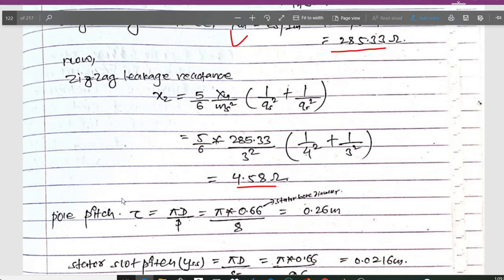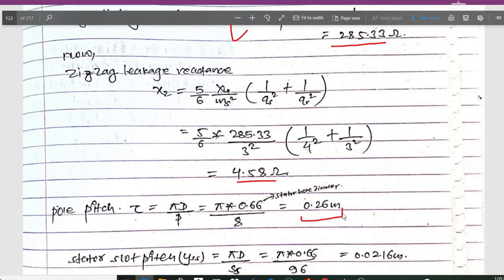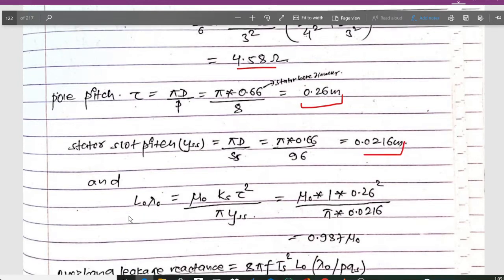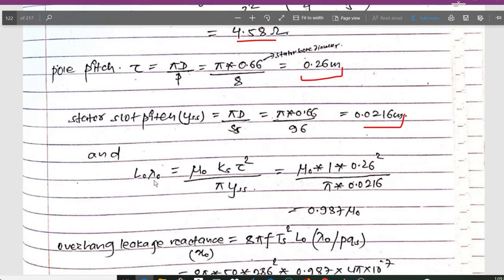Now the pole pitch tau is equal to pi D upon P, where D is the stator bore diameter 0.66 and the number of poles is 8. On simplification we get 0.26 meter. The stator slot pitch Yss is pi D upon Ss, so pi into 0.66 upon 96, which is 0.0216 meter. Now we have the relation lambda naught equal to mu naught Ks tau square upon pi Yss. So mu naught, with Ks as 1 and tau as 0.26, and pi into Yss, which we have calculated here.